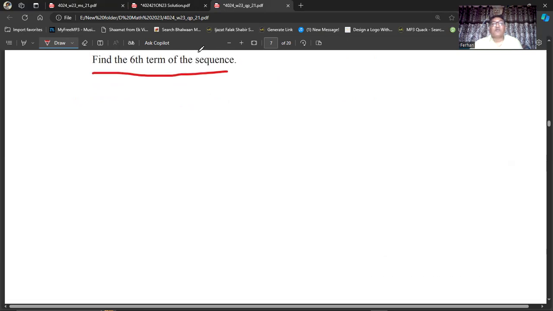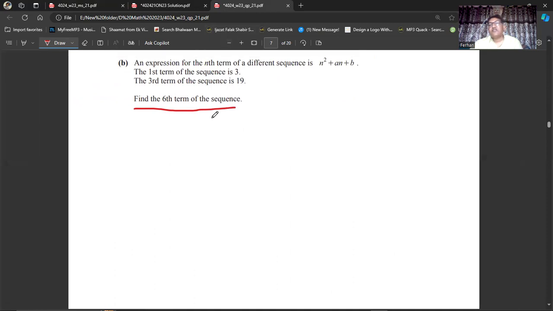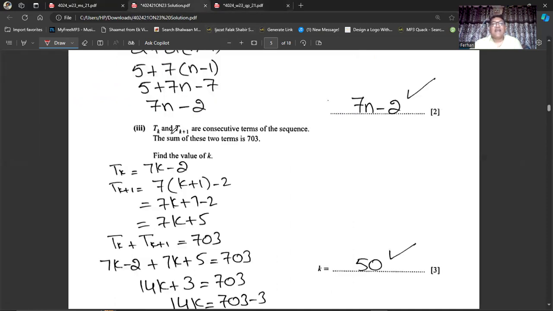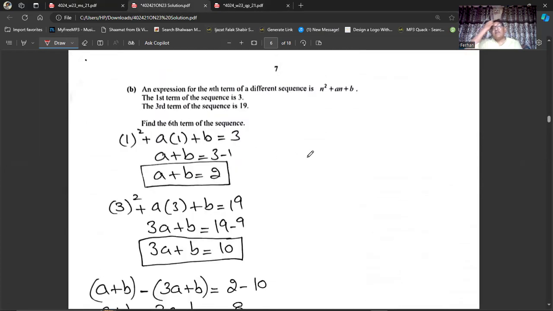It's a 5 marks question. So basically this question is on simultaneous equations and sequences. They have combined them together. So in the place of n, I will substitute 1. So 1 squared plus a into 1 plus b, and that will be equal to 3. So a plus b is equal to 3 minus 1. So a plus b is equal to 2. So this is my first equation.